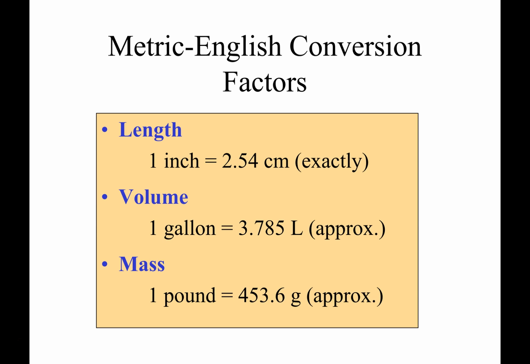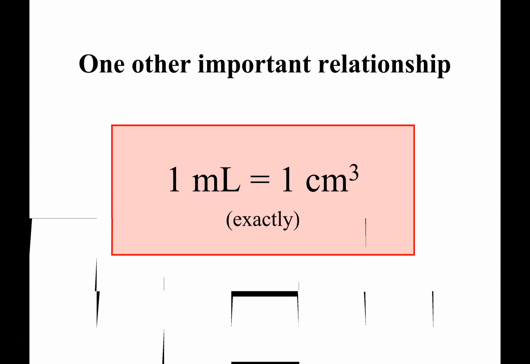More equivalency statements. Which of these do you need to commit to memory? The first one, exactly. That's it. You have to memorize that. 1 inch is exactly equal to 2.54 centimeters. Every once in a while, I'll get that turned around. 1 inch is exactly 2.54 centimeters.